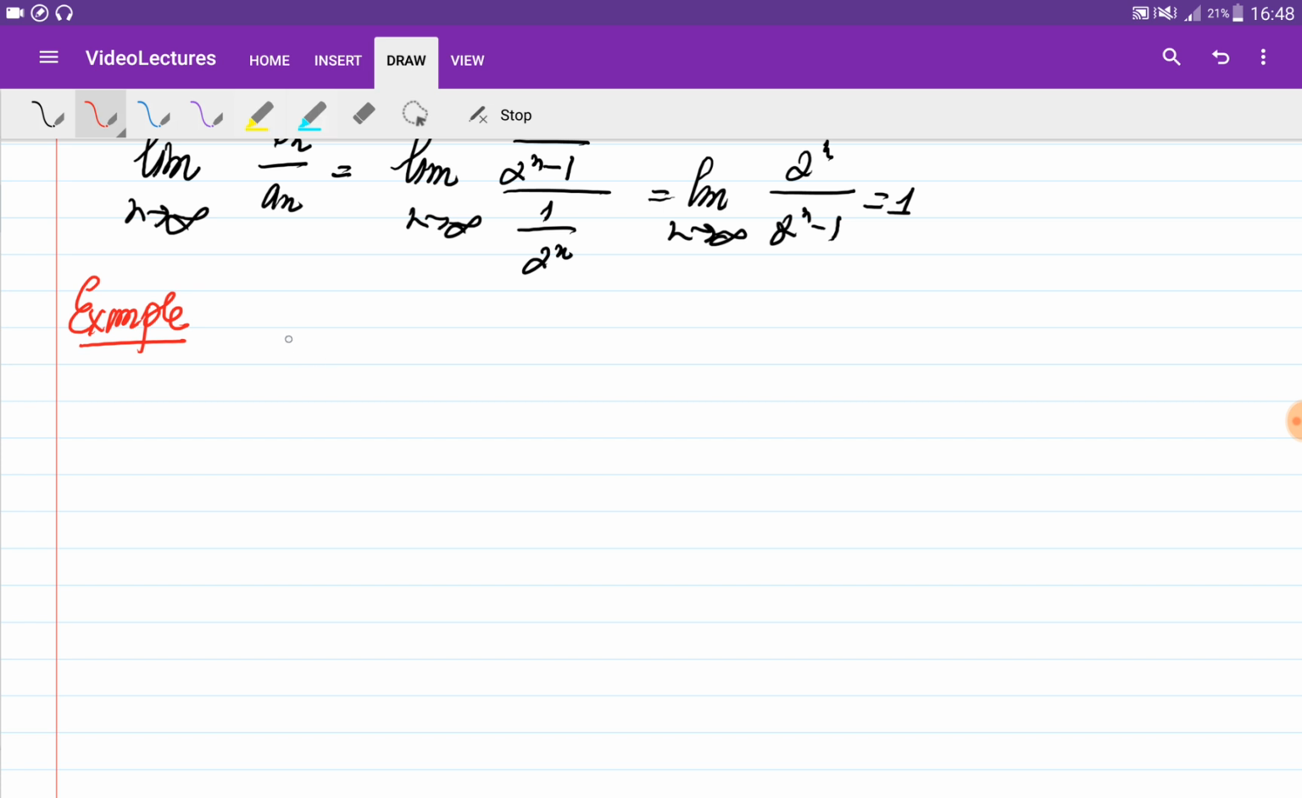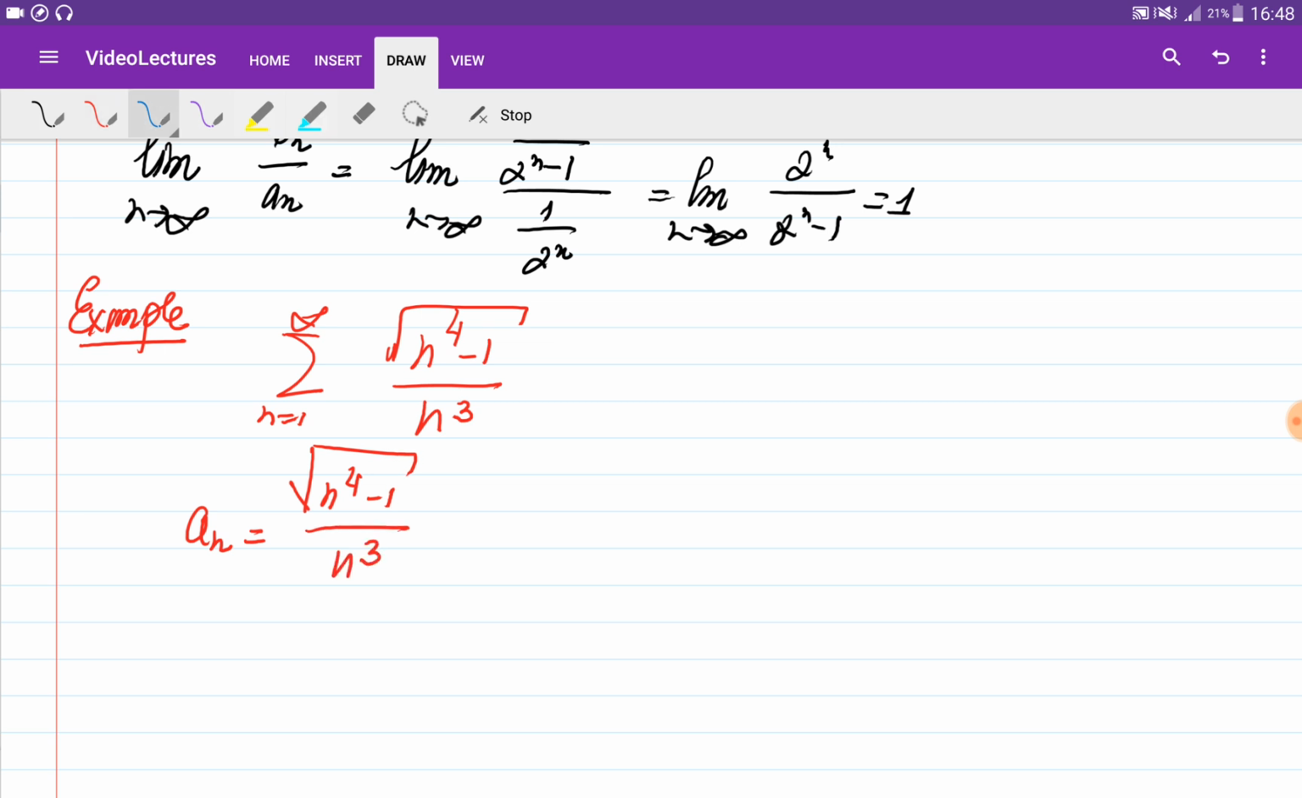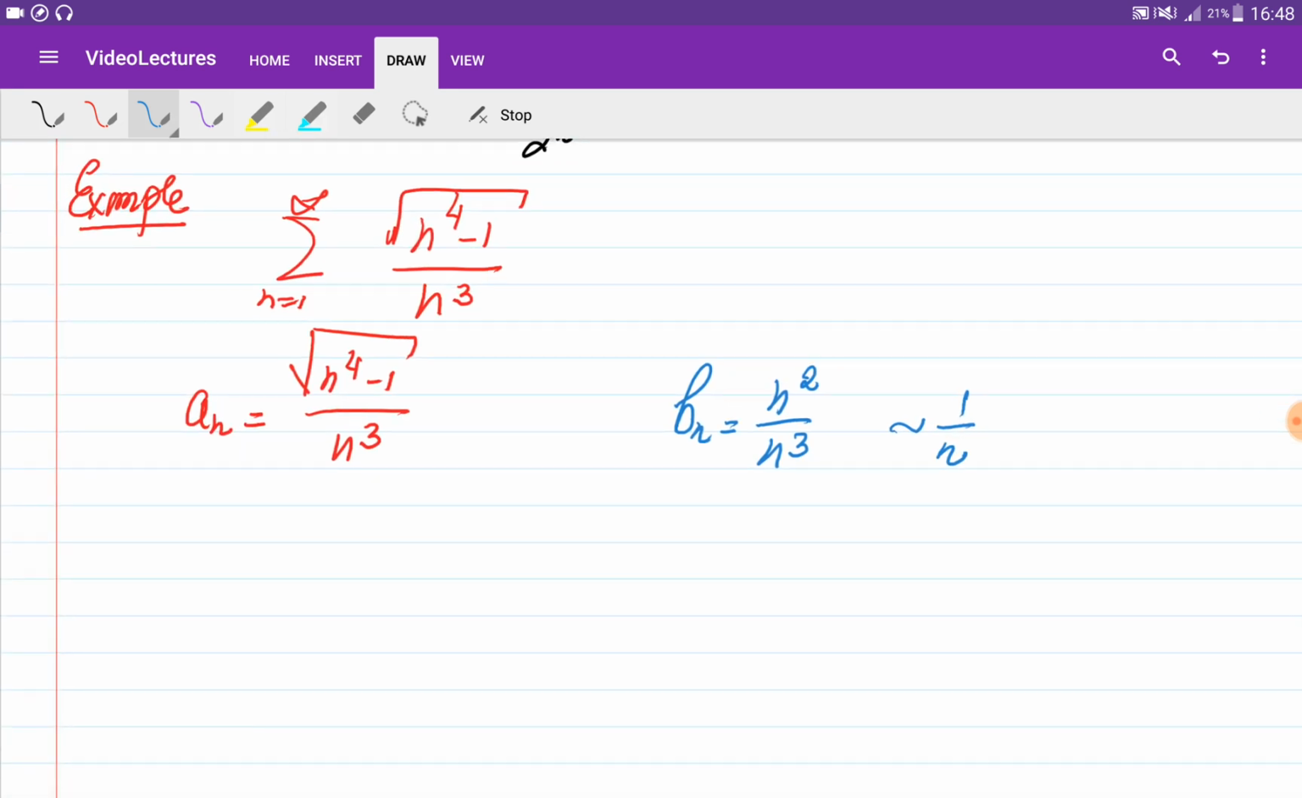So now let us consider an example of a divergent series. We're given this ugly series in this form: the square root of n to the power of 4 minus 1, divided by n cubed. I would like to denote the general term of the series as the square root of n^4 minus 1 divided by n cubed. And another series which I would like to compare this with is, let's say, n squared divided by n cubed, which is actually similar to 1 over n, right? So they have a similar rate of converging to zero, right?